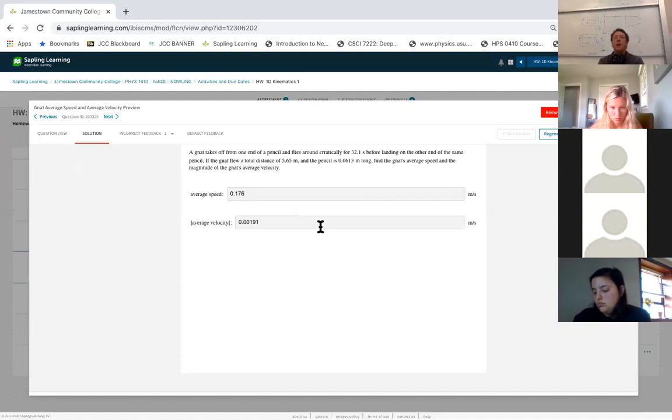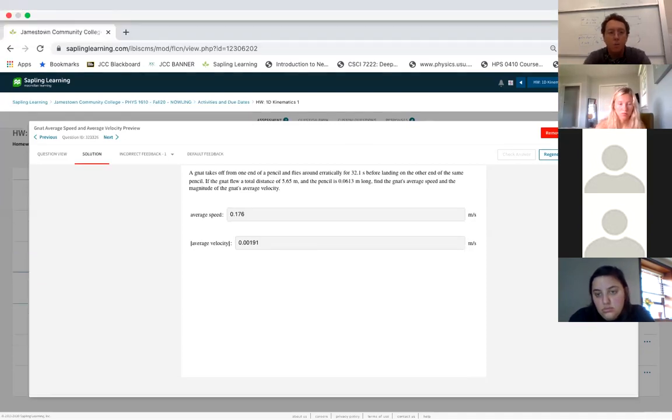average speed. And then for the displacement, I don't need to know anything about the middle. I just need to know the initial position and the final position and subtract them. And they tell me that I start on one end, I'll just call that 0 position, 0 meters. And then I land on the other end, which is 0.0613 meters. I'm just going to subtract final minus initial positions. That's going to be 0.0613 minus 0, divided by time. And again, I just use my calculator here.